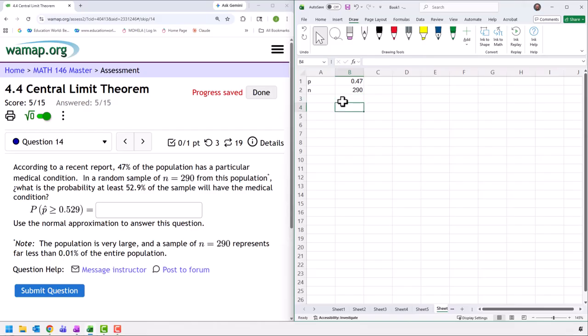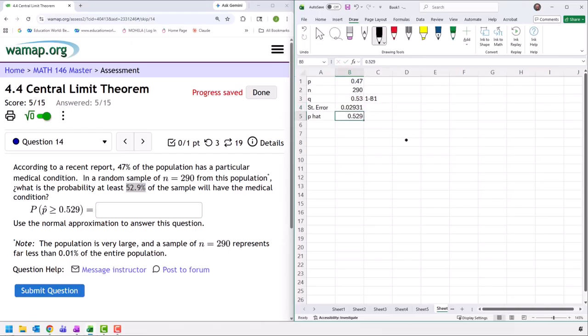What's the probability that at least 52.9%? So this 52.9% right here is the same as this one here. And so we're getting kind of a new cutoff here. Or maybe it's a P hat, excuse me. So need to find a Q. That's going to be equal to 1 minus P. Again, you might be able to think through this and not use Excel. That's fine. The standard error is going to be equal to the square root of P times Q over N.